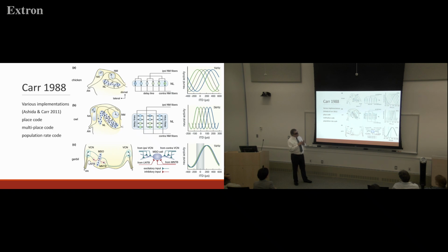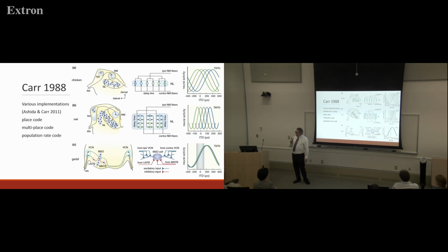Now, that's a place code. The owls have a multi-place code, so they have the same code recapitulated over and over again, just copy and not modify in this case. And then finally, in mammals like gerbils, it's a more complicated code that we don't fully understand yet, so there's still work to be done here, which is a population rate code. The medial superior olive has a bunch of cells that respond differentially in toto, and the more off-axis it is, the more they fire. So that's a different code.